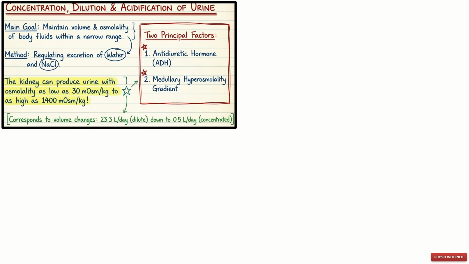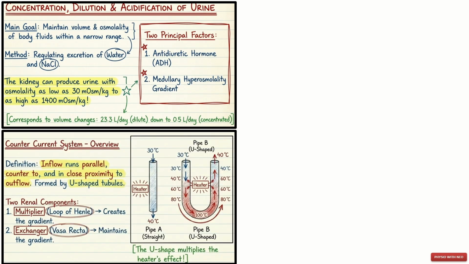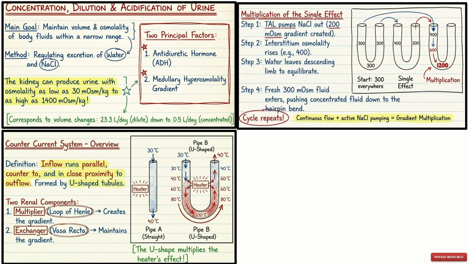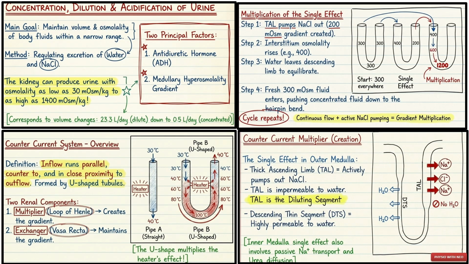Now let's have a quick view of the entire answer to this question on concentration and dilution of urine. Here we started with the introduction and the two principal factors: antidiuretic hormone and the medullary hyperosmolarity gradient. Then we wrote about the counter current system overview having two components, counter current multiplier and exchanger. Then in detail about the multiplication of the single effect. Do not forget to draw this diagram showing the importance of TAL. And the counter current multiplier, the creation of the medullary interstitium.